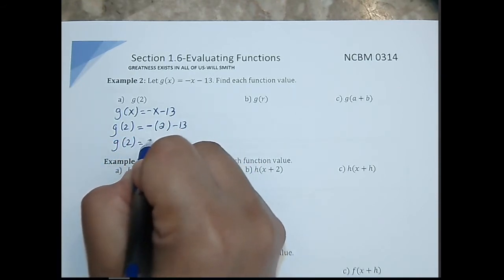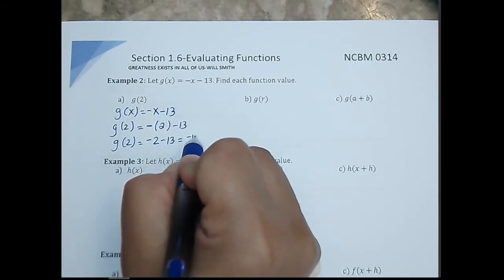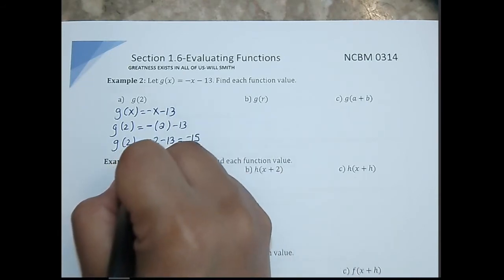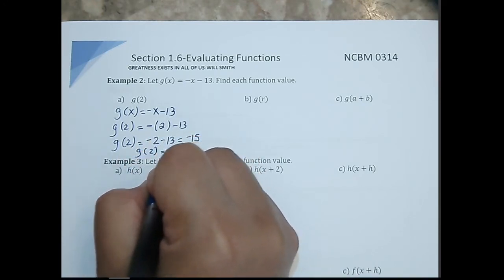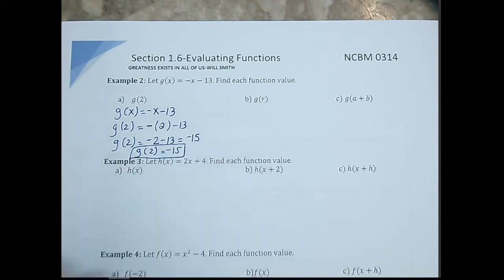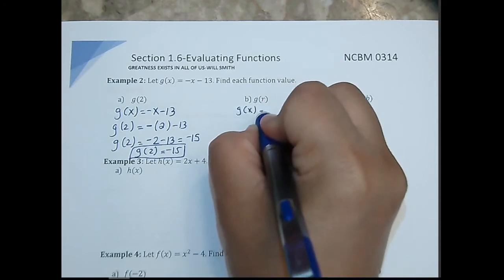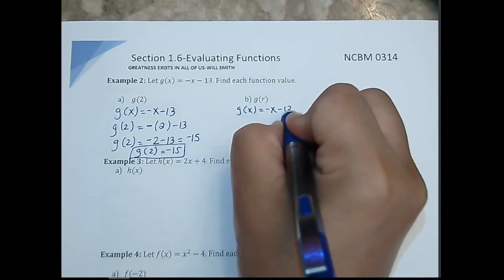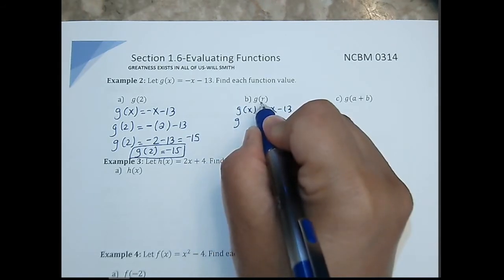Negative times 2 is negative 2 minus 13. And negative 2 minus 13 is negative 15. So g of 2 is equal to negative 15. And that would be our answer. Let's try letter B. So here we're trying to evaluate g of r.